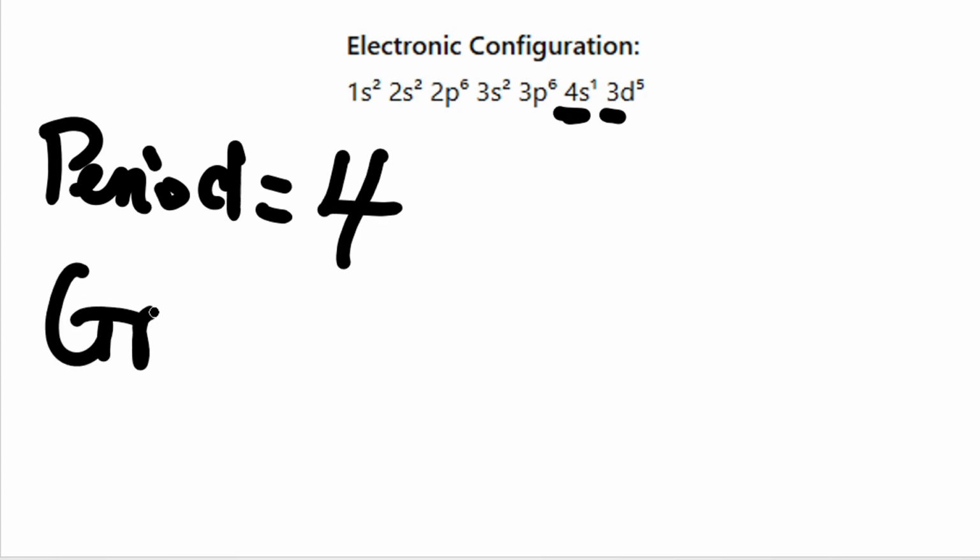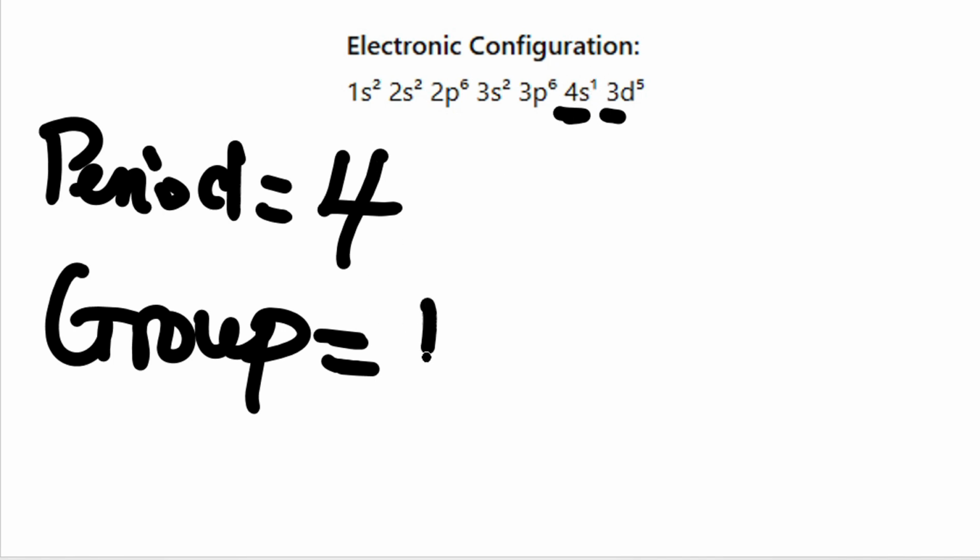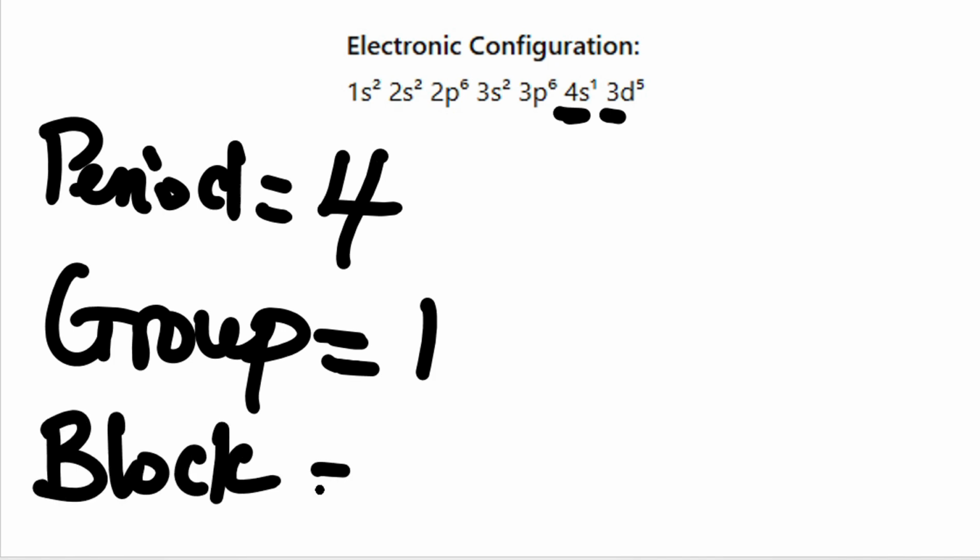Now the group, you have to be careful over here, right? The group is the total number of electrons on the valence shell. So let's say the valence shell is 4, and the number of electrons on the 4 is just coming from s, which is only 1, so we have just 1. And then the block. Just be careful that the block is where the last electron will enter.